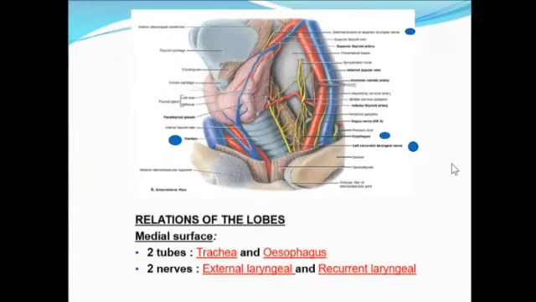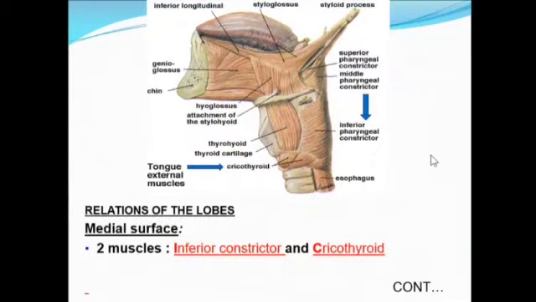So the relations of the lobes on the medial surface are 2 tubes, 2 nerves and 2 muscles. In the diagram you can see the 2 tubes, that is the trachea and the esophagus, and the 2 nerves, external laryngeal and recurrent laryngeal nerve. You can also see the 2 muscles, the inferior constrictor and the cricothyroid muscle.